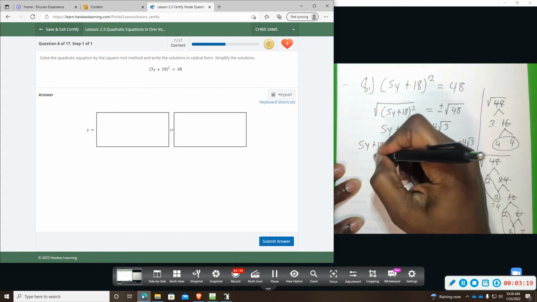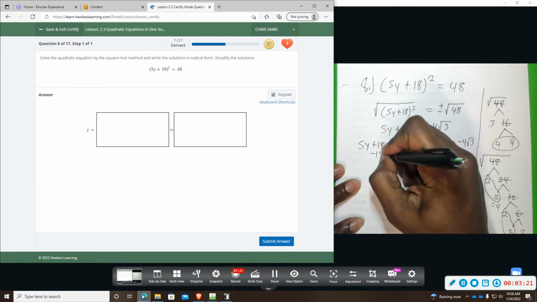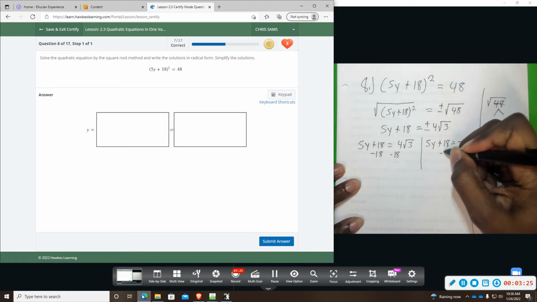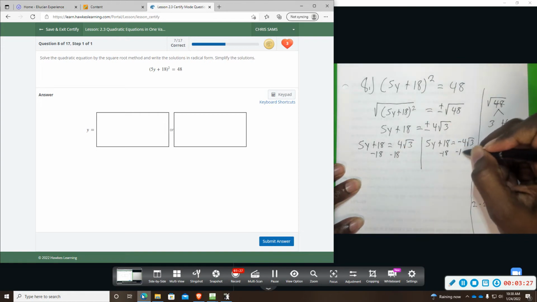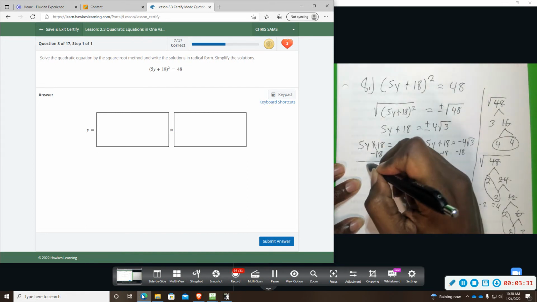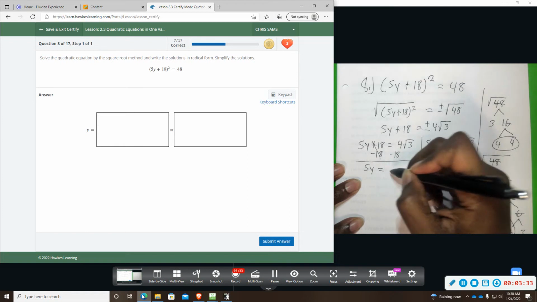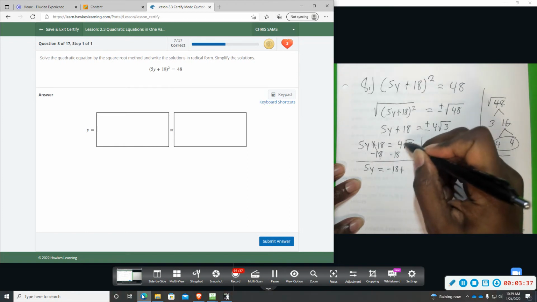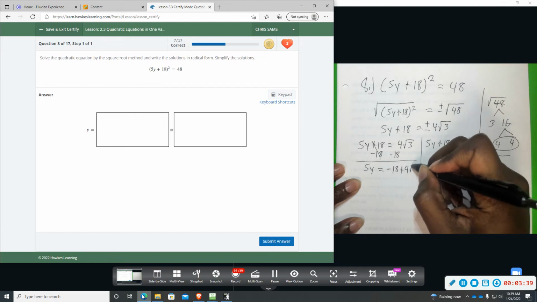Alright, we're going to subtract 18. Both sides are going to be exactly the same. Subtract 18 from both sides. That will go to 0, bring down 5y. That's going to equal a negative 18 plus, because that's positive, 4 square root of 3.